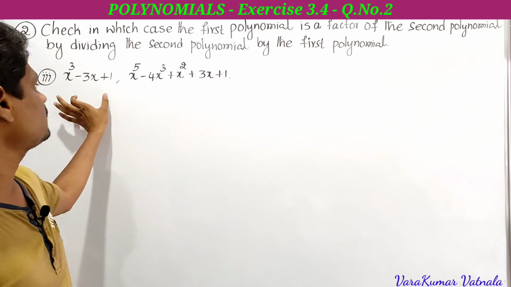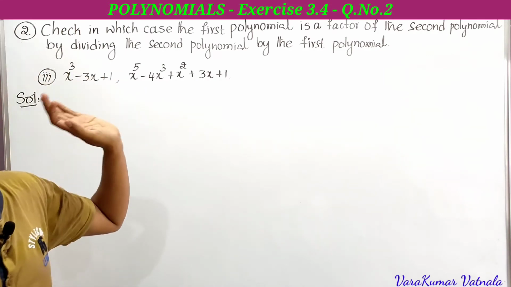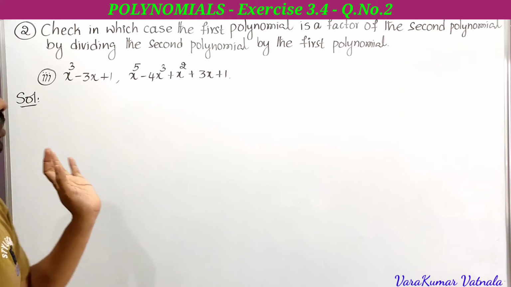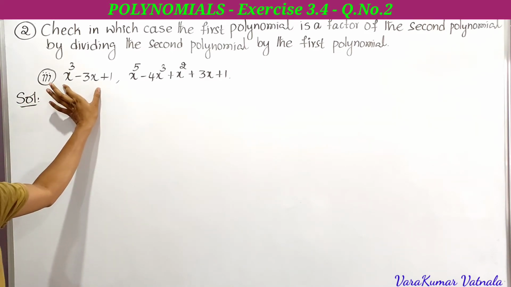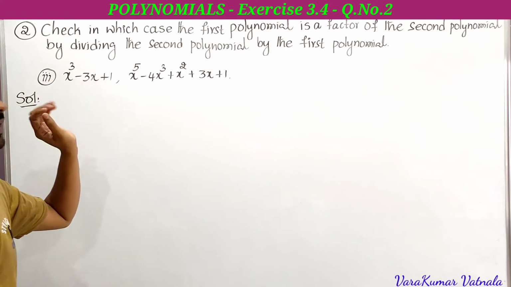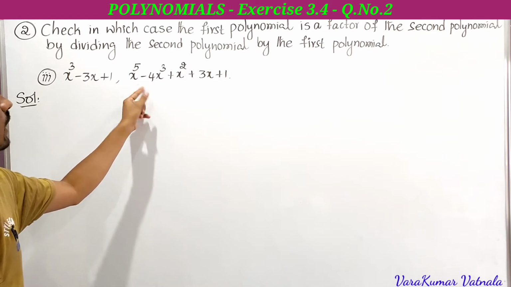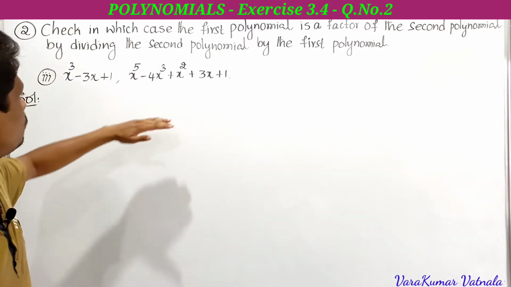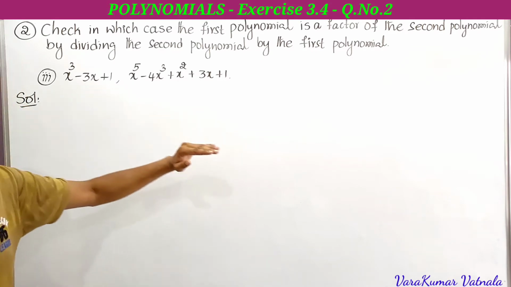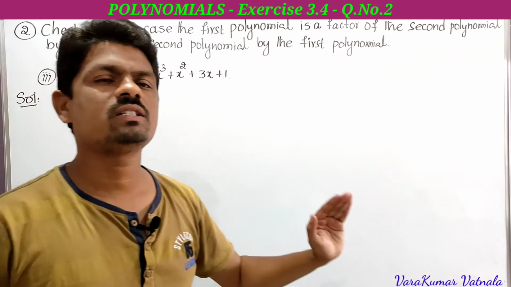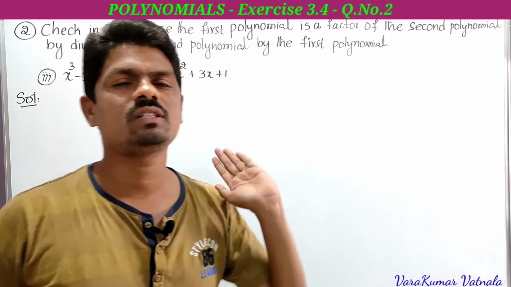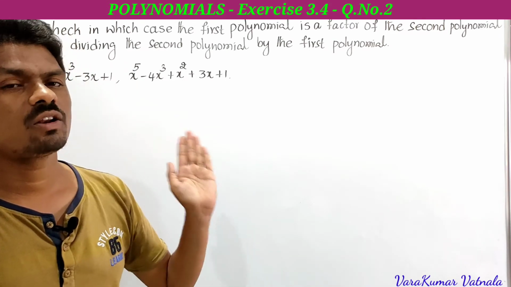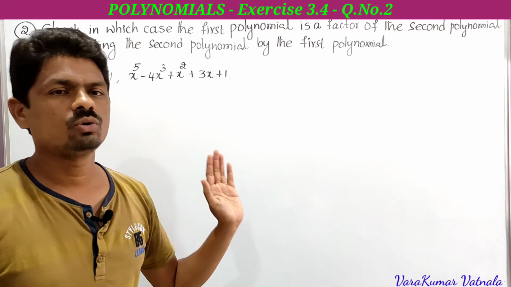Again he has given two polynomials. He is asking to check whether the first polynomial is the factor of the second polynomial by dividing the second polynomial by the first polynomial. So here, this is the first polynomial x cube minus 3x plus 1. This is the second polynomial x to the power 5 minus 4x cube plus x square plus 3x plus 1. So now we have to divide the second polynomial by the first polynomial. If we get the remainder 0, we can say the first polynomial is the factor of the second polynomial. If we don't get the remainder 0, we can say that the first polynomial is not a factor of the second polynomial. So now how to divide?